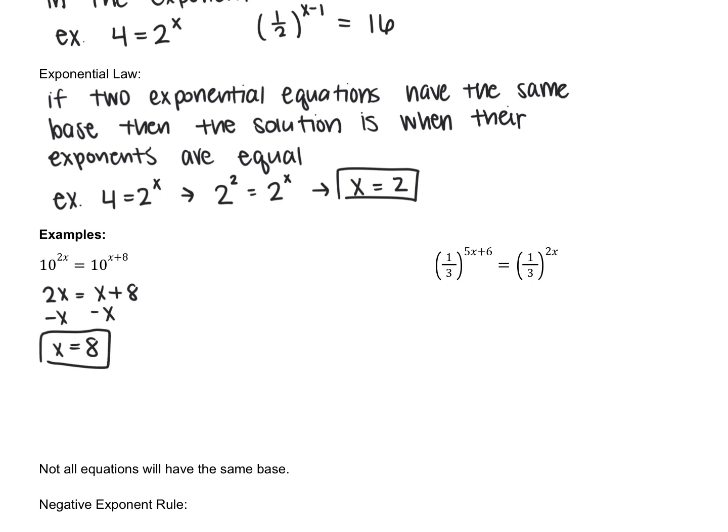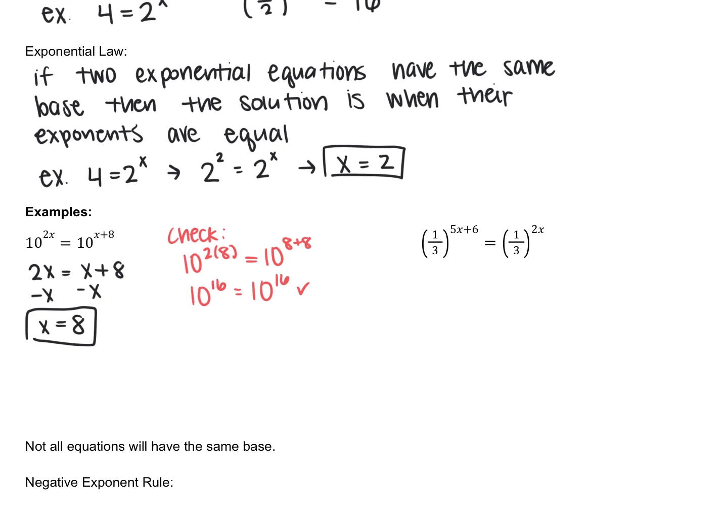The nice thing is, these are very easy problems to check your solution. So if I check, 10 to the 2 times 8 has to equal 10 to the 8 plus 8. 2 times 8 is 16, so I get 10 to the 16th equals 10 to the 16th. I don't need to know what 10 to the 16th is to know that they are equal. All right, next example.